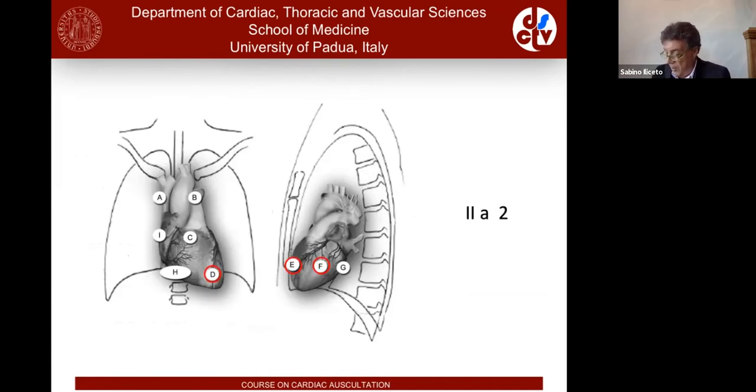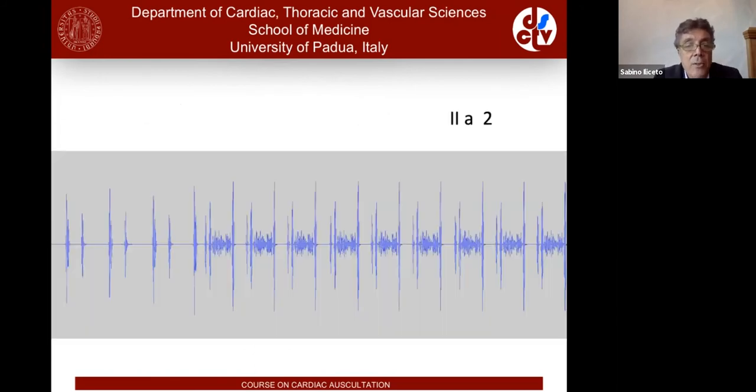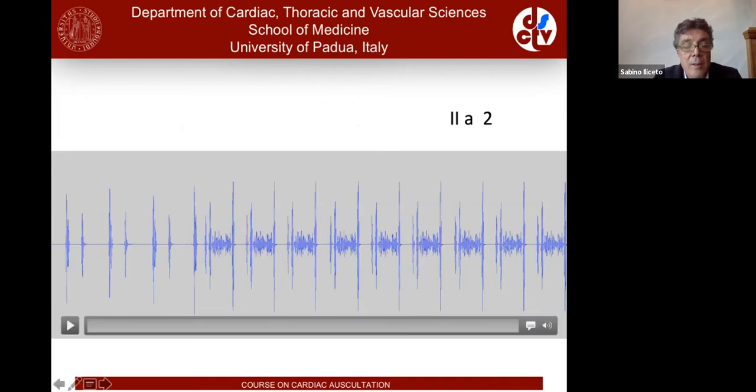So let's go to findings. Here we have the first example that I present to your attention. In this case, as in other cases, you will see 3 cardiac cycles that are filtered in order to give you the rhythm. So we have first sound, second sound, first sound, second sound, first sound, second sound, then first sound, second sound, opening snap, low diastolic murmur. First sound, second sound, opening snap, low frequency murmur.